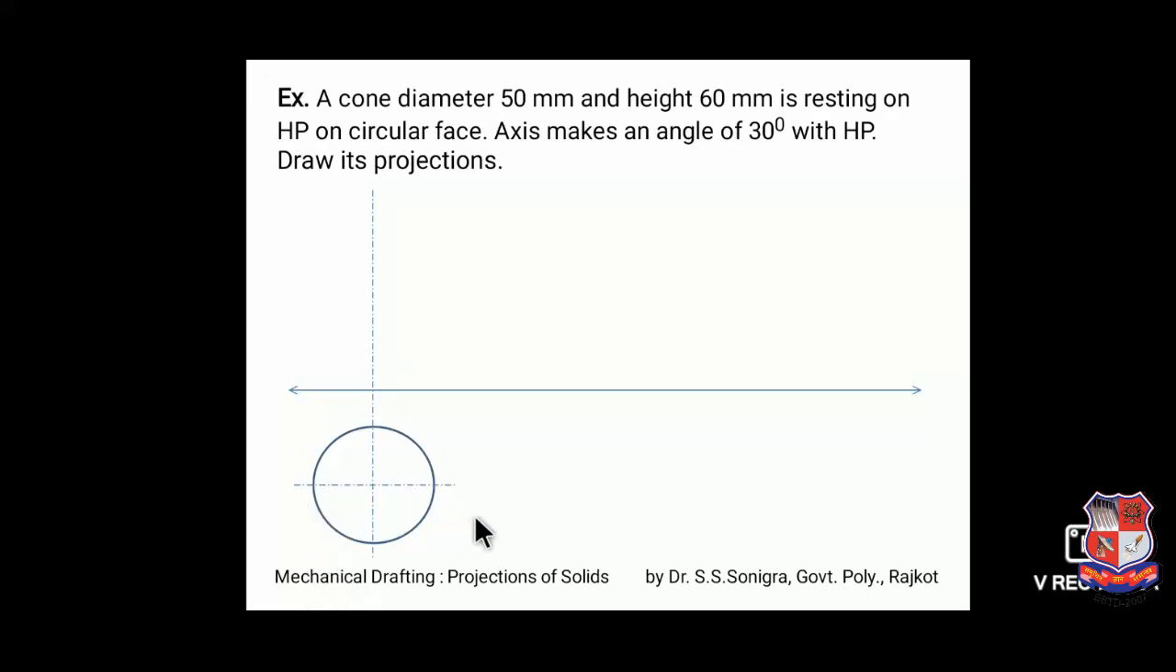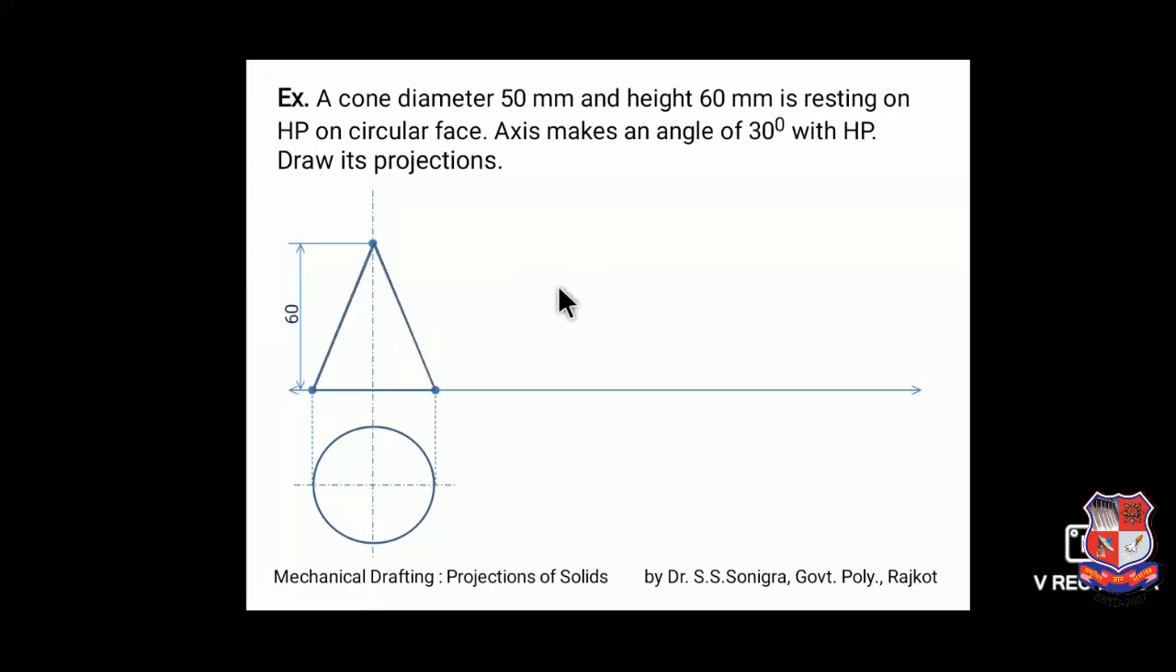Locate its axis, the horizontal axis and vertical axis of this circle. Height is given as 60 mm. So from the XY line at a distance of 60 mm, mark a point on this axis. This height is 60 mm. Project the end points of this diameter of the circle to the XY line like this, and join these points with the apex point O.